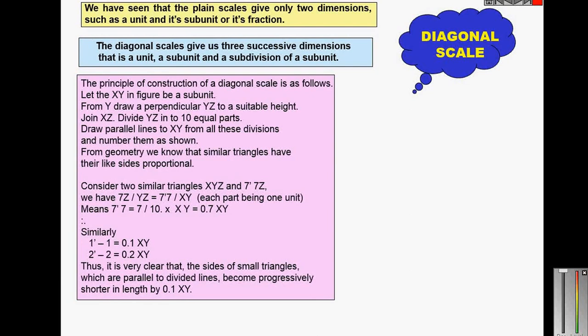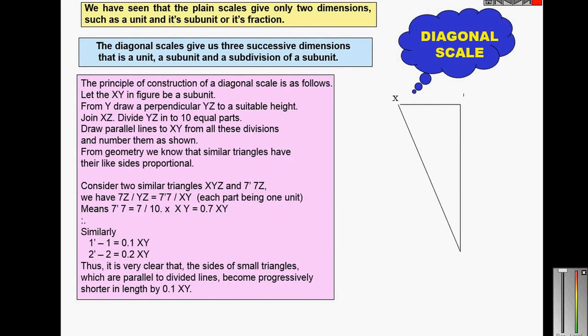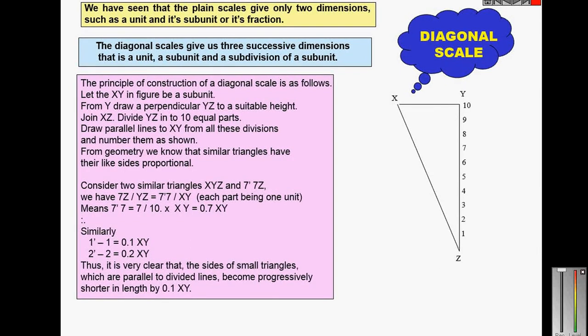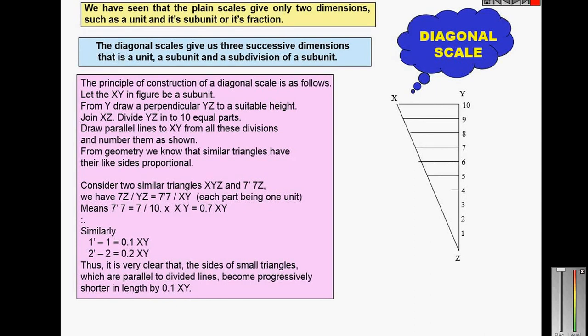The principle of construction of a diagonal scale is as follows. Let the xy in the figure be a subunit. So from y, draw a perpendicular yz to a suitable height. Join x and z. Divide the yz into 10 equal parts. Draw parallel lines to xy from all these divisions and number them as shown in the figure.